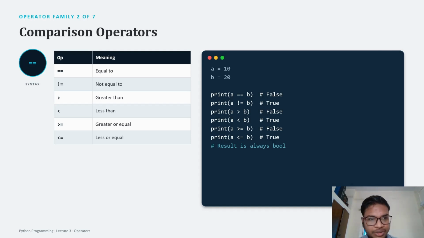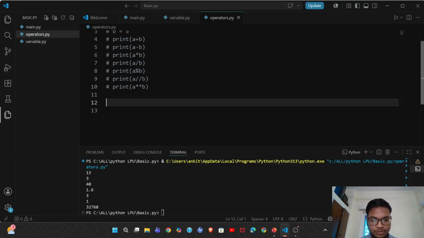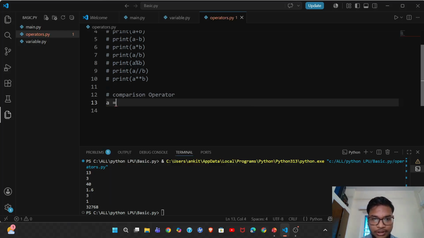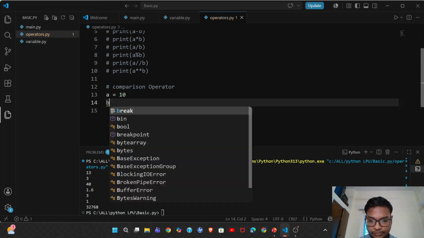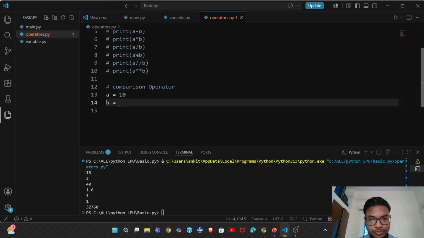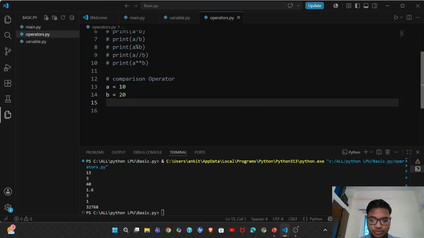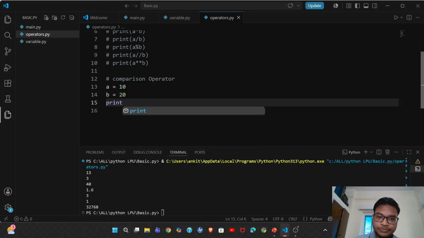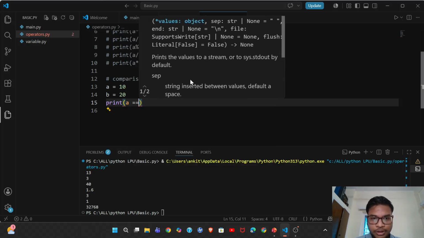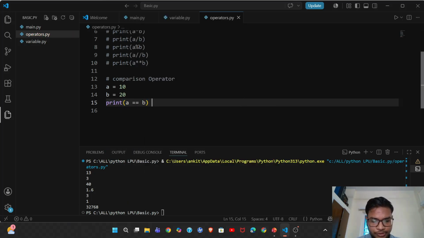So let's do it on VS Code. Comparison operator. Okay, a equal to 10, b equal to, say, 20. So print a double equal to b. What is the output? What do you think? I think false.